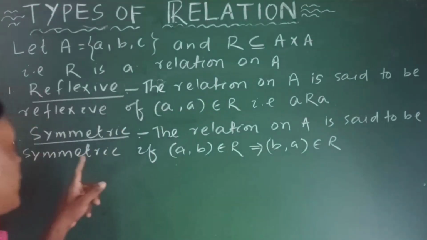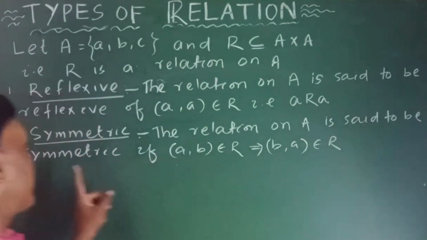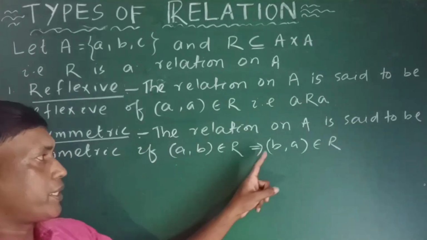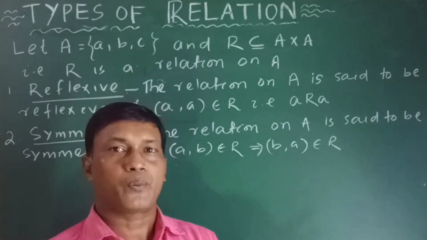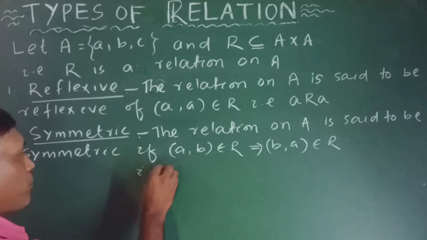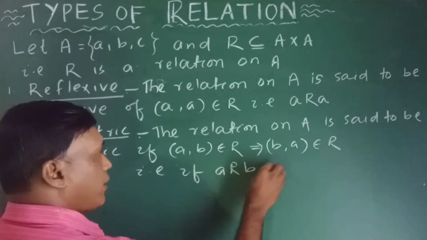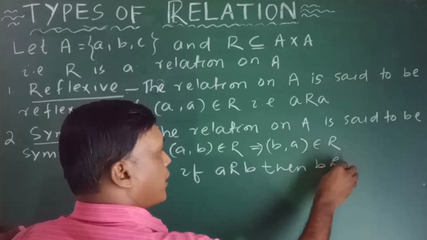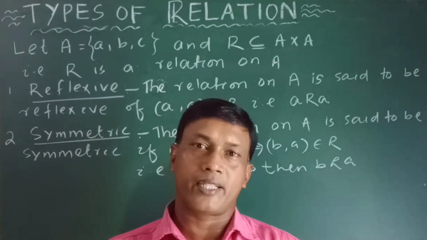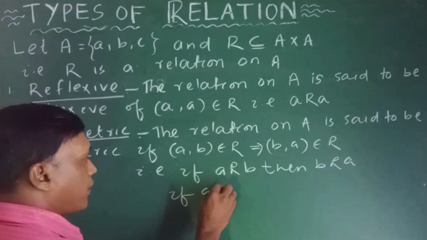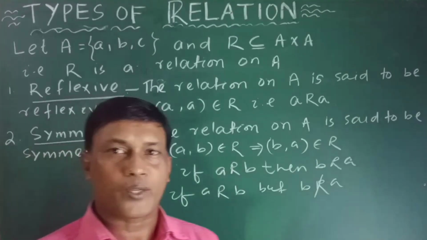The second is symmetric relation. The relation on A, meaning R is a relation from A to A, is said to be symmetric if (a, b) belongs to R implies (b, a) belongs to R. That means if a is related with b, then b must have a relation with a. So, symmetric means if a has a relation with b, then b must have a relation with a. If a is related with b, but b is not related with a, then this is not a symmetric relation.